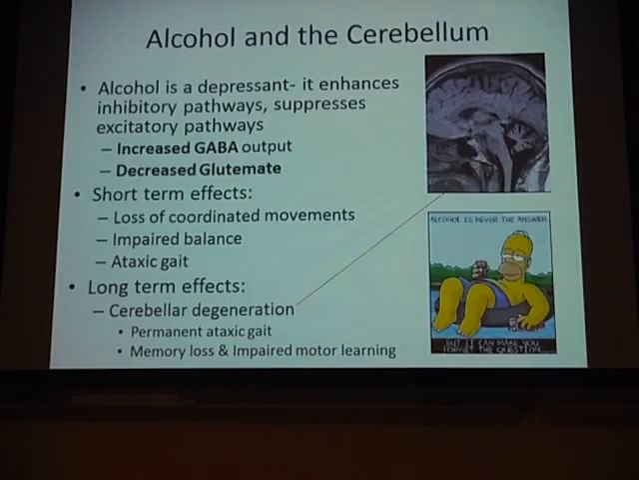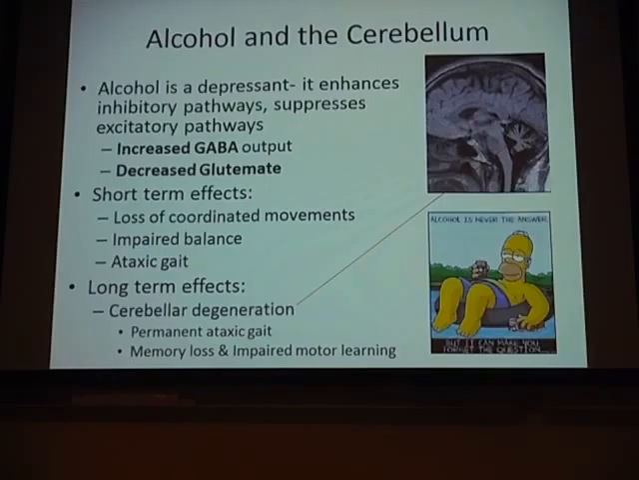Long term, we can actually have destruction of the cerebellum. So we can see degeneration of cerebellar neurons. And this is a brain scan, again a mid-sagittal section. So you can see the corpus callosum, and this would be the arbor vitae of the cerebellum. But typically the cerebellum would fill this whole space here. You can tell it's thinned out with degeneration in certain areas, and that degeneration from chronic alcoholism can lead to a permanent ataxic gait, one of the most common features, or a permanent staggering gait. It can also lead to memory loss and impaired motor learning.